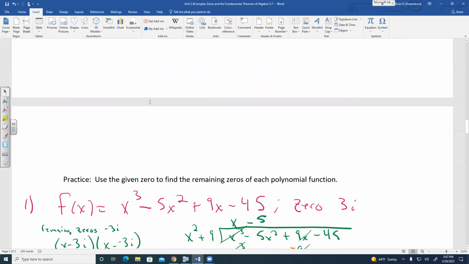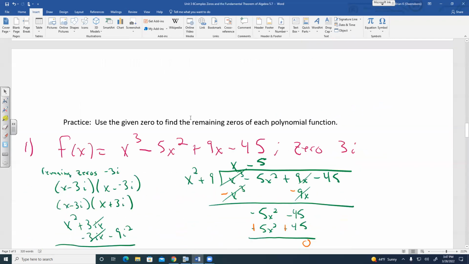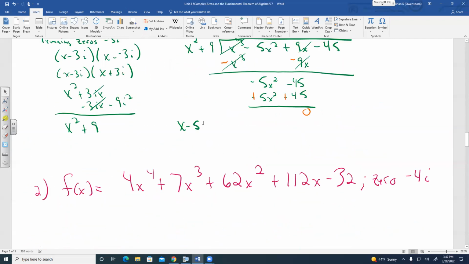Now, what do we have here? So divide the polynomial to get the remaining quotient. Factor the remaining quotient if necessary. Set the factors equal to 0 to find the remaining 0. Well, all I'm left with is x minus 5. So all I got to do is set that factor equal to 0 and solve for x. So x is going to equal then this 5.